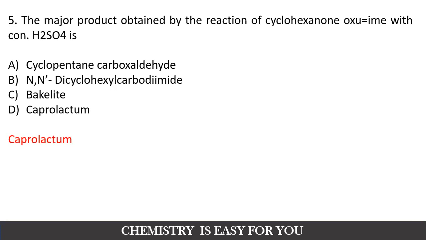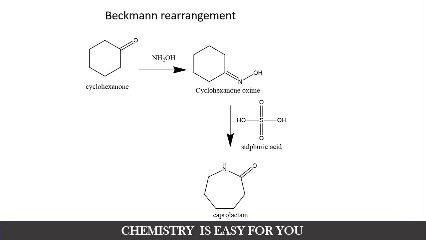So what do you think? Does this reaction seem familiar to you? Yes, of course. This is the Beckmann rearrangement. So what happens in a Beckmann rearrangement? We have cyclohexanone, which reacts with NH2OH to form cyclohexanone oxime. This is the structure of cyclohexanone oxime, which further reacts with sulfuric acid to form caprolactam. And we do know the relevance of caprolactam in polymer chemistry, because this is the monomer.